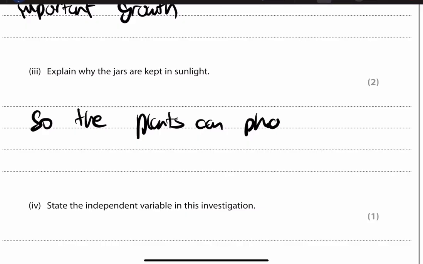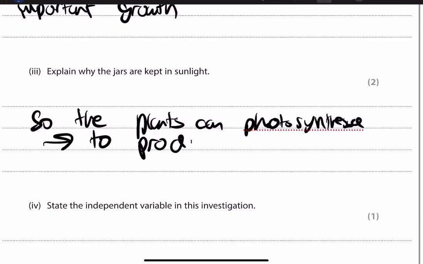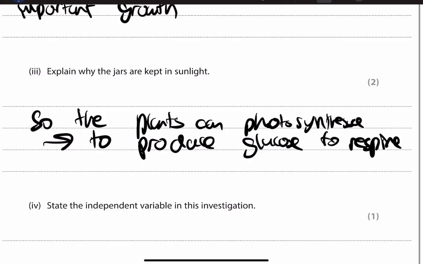Explain why the jars are kept in sunlight. Come on, like, these questions are actually... The jar is kept in sunlight, so the plants can photosynthesize. And then explain why do we photosynthesize? To produce glucose. Glucose to respire, right? So to produce glucose so we can respire.